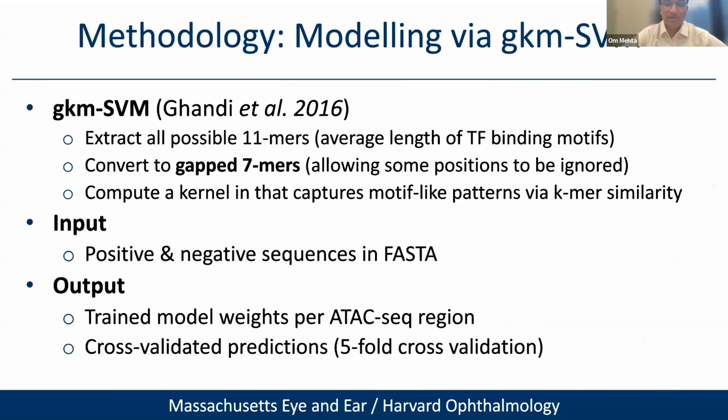For our modeling, we use GKM-SVM, a method that finds motif-like patterns in DNA sequences. It works by breaking the sequences into small 11 base windows called 11-mers, and then converts them into gapped k-mers to capture flexible patterns in the genome. These are compared using a kernel function to measure similarity between sequences. We trained the model using a set of positive regions, which are open chromatin peaks, and an equal number of negative control regions that come from non-open chromatin to serve as a background.